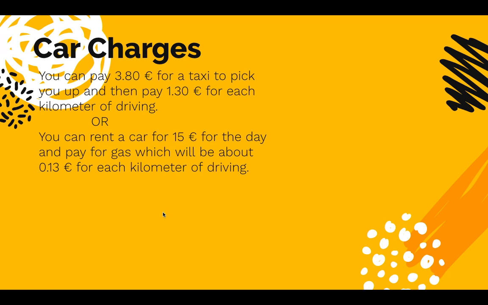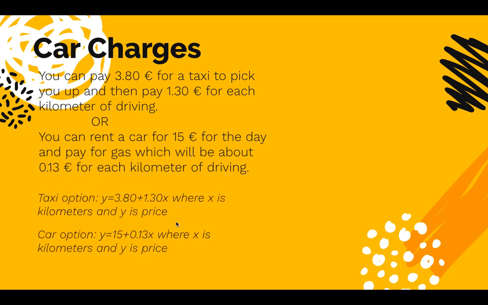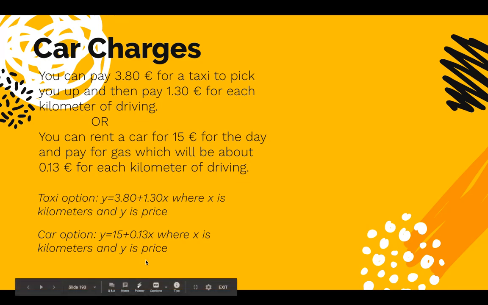So when I use the equation y equals mx plus c, c is going to be 380 for the taxi, and c is going to be 15 for the car. The slope is the rate of change, which in this case is 130 for every kilometer. So that is my rate of change or my slope. And for the car, it's 13 cents. So every kilometer will be 13 cents. So here are my two equations. This is the taxi option. This is the car option. Here's what x and y represent.